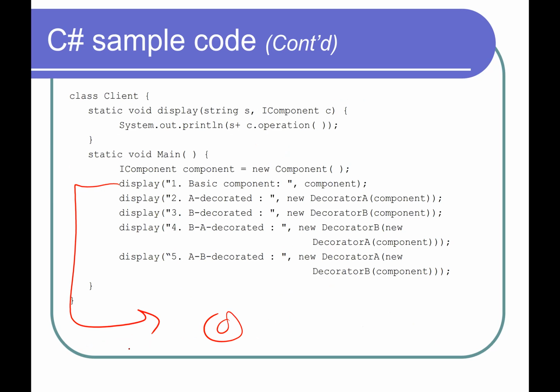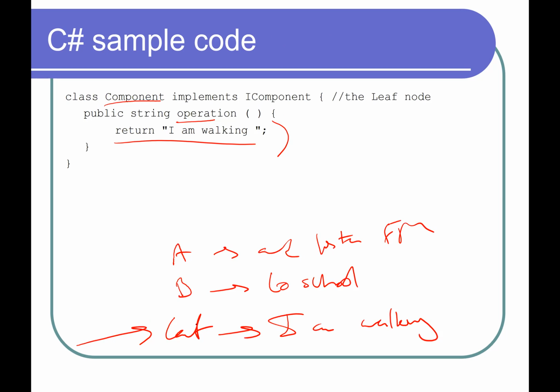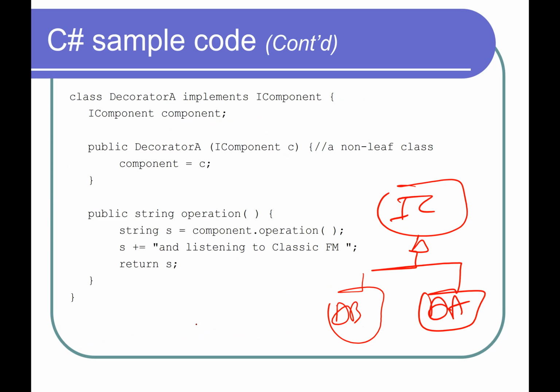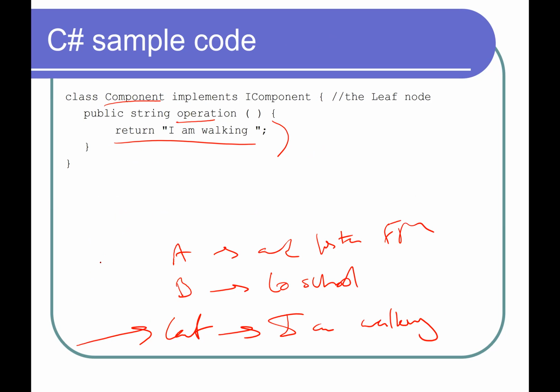Okay, next up, in the second line, it's a decorated A pointing to B. And as we remember, again, I'm just going to remind you, it asks the next object in line to execute first before it does its own part. So what's it going to actually print first? It's going to print this followed by this. So it's going to print I am walking and listening to FM.